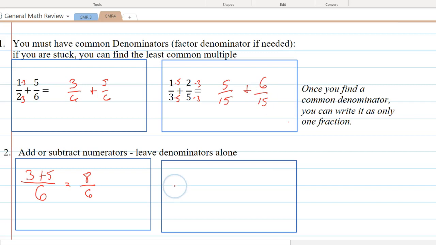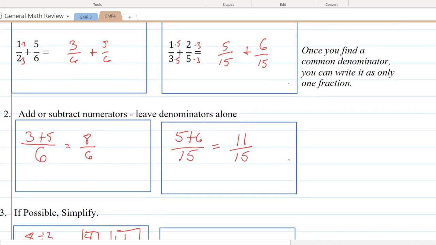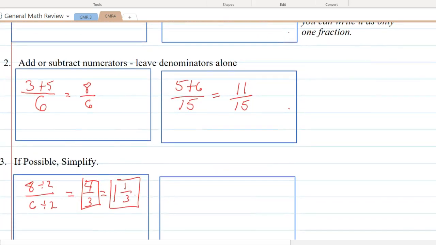Again, we can use a single line fraction now. So I have the 15 with the addition problem on top. 5 plus 6 gives me 11 out of 15. Now, we always try to reduce if possible. However, here, 11 is a prime number, which means it can't be reduced. It's not an improper fraction, so I can go ahead and leave it 11 over 15.